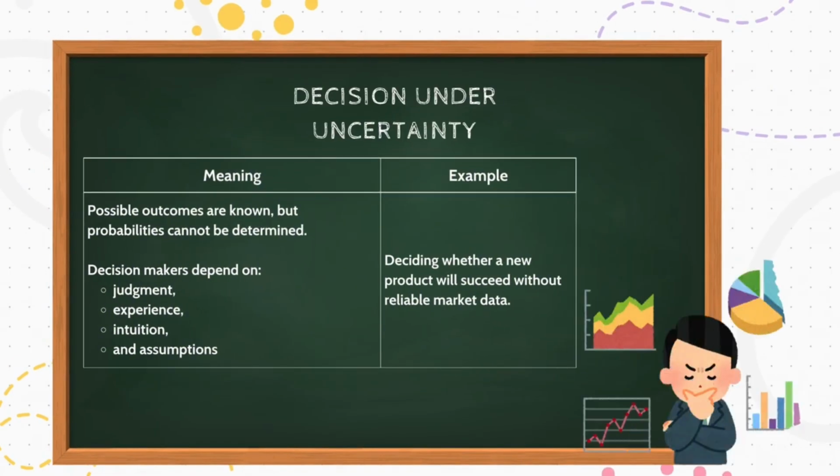Next, the third type is decision under uncertainty. Decision under uncertainty happens when the possible outcomes are known, but the probability cannot be determined. Unlike decision under risk, decision makers do not have enough data to estimate probability accurately. Therefore, decision makers depend on judgment, experience, intuition, and assumption. For example, a company wants to decide whether a new product will succeed, but there is no reliable market data available. The company knows the product may succeed or fail, but it cannot estimate the exact probability of success. So, this situation is called decision under uncertainty.